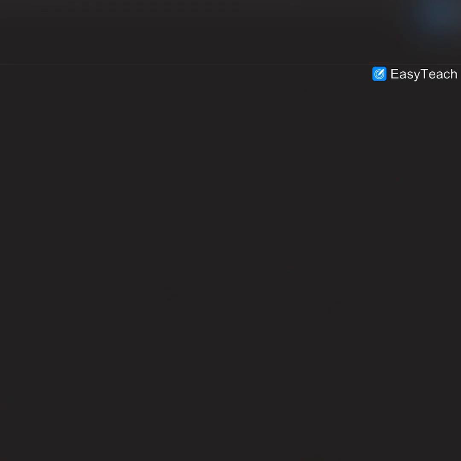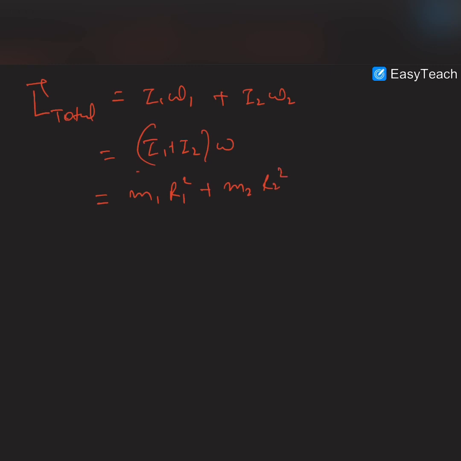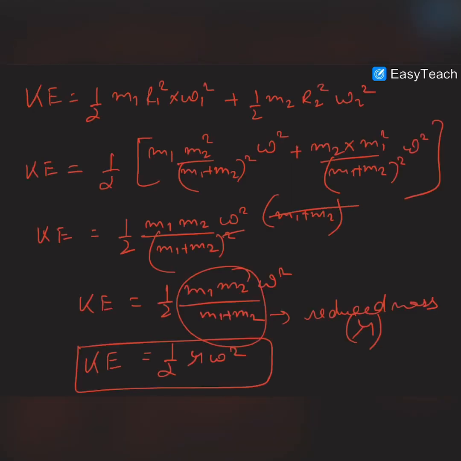Now let us discuss the angular momentum. So the total angular momentum of the system will be equal to I1 omega 1 plus I2 omega 2, and this omega is the same, so (I1 plus I2) into omega, and I1 is m1 r1 square and I2 is m2 r2 square. So by substituting the values of r1 and r2 in terms of m1 and m2, there would be a d square also in this term, because we have substituted the values of r1 and r2.